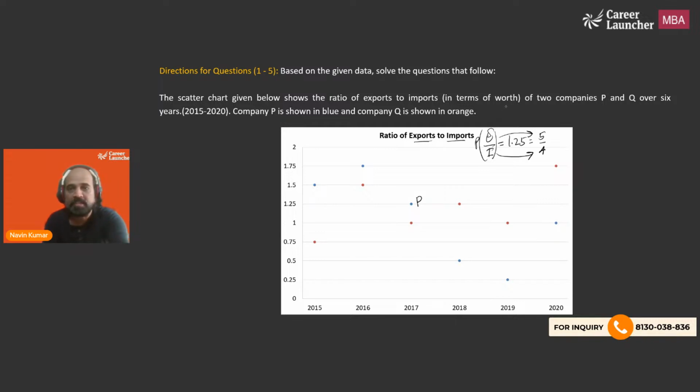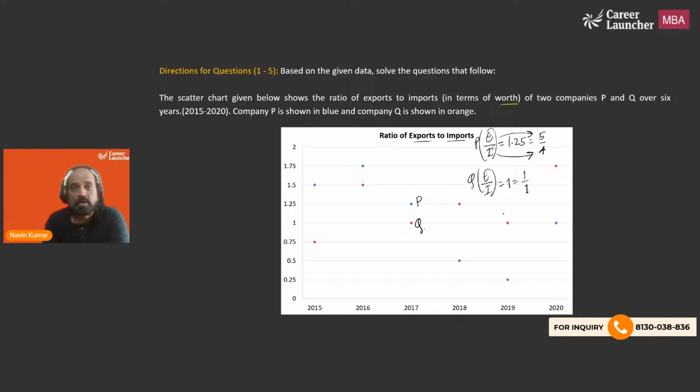Since it's talking about in terms of worth, so we're talking about 5 rupees and 4 rupees or 5 lakh crores, 4 lakh crores. We have no idea about the units, but this is how they are related. Okay. If you talk about company Q here, which is shown in orange for the same year, 2017, the export to import ratio is given as 1. So which means they both are same.